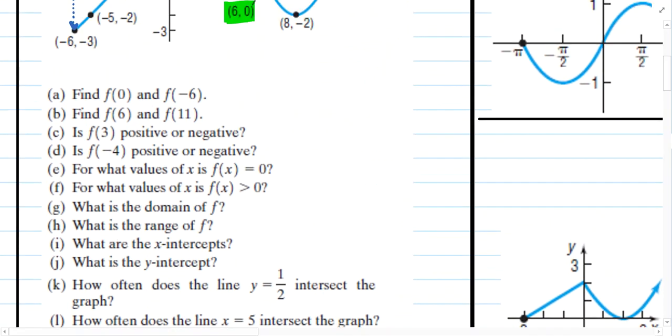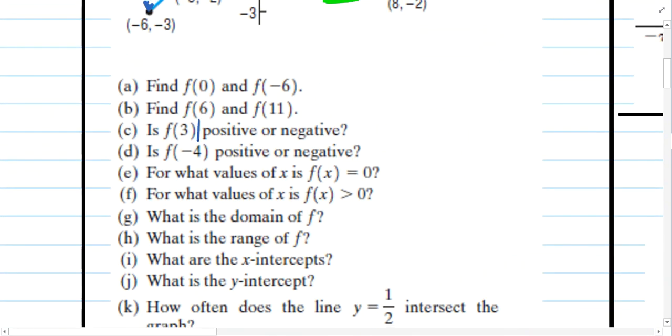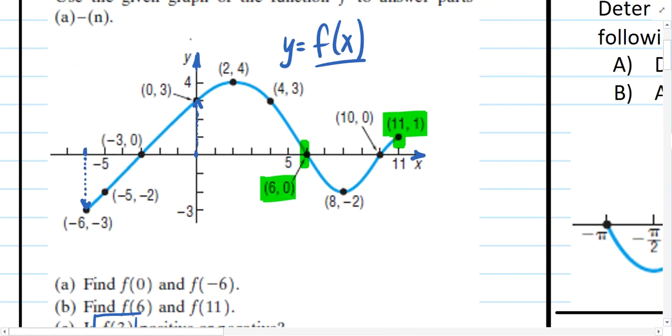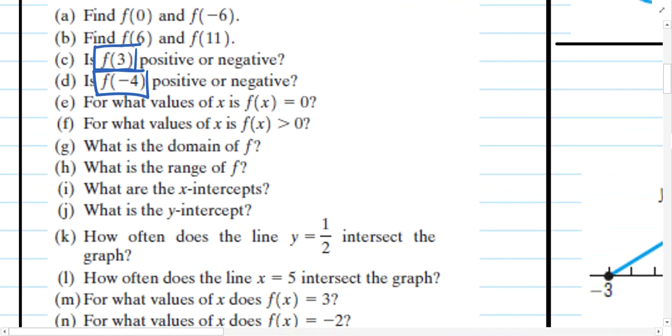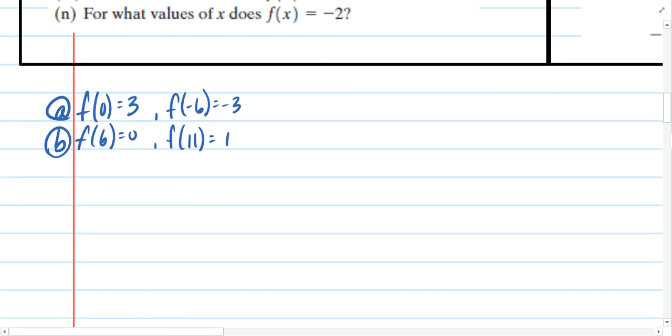Now question C and D, is f of 3 positive or negative? Is f of -4 positive or negative? Well, let's again keep in mind that this notation, f of 3 and f of -4, represents y coordinates. And y coordinates, of course, are positive above the x-axis and they're negative below the x-axis. So what do you think? Is f of 3 positive or negative? And is f of -4 positive or negative?